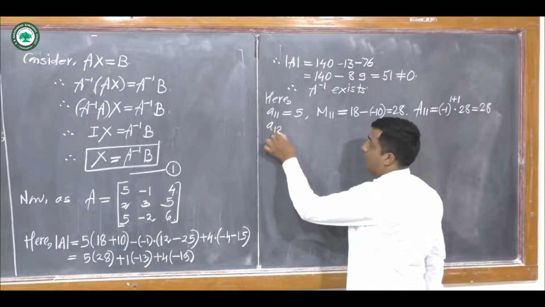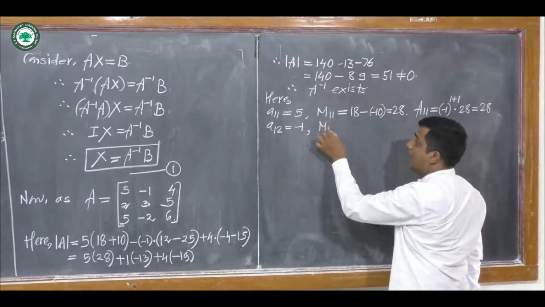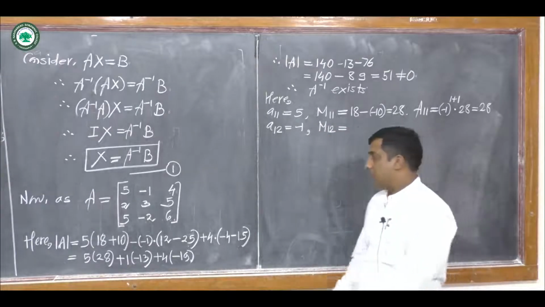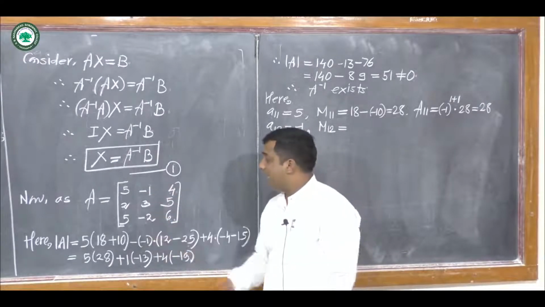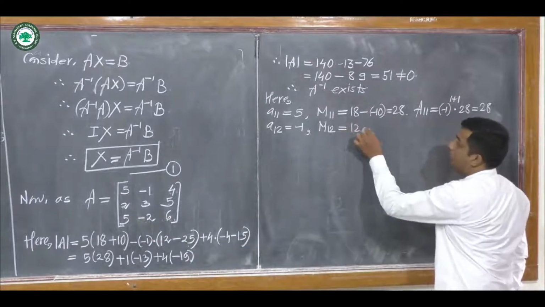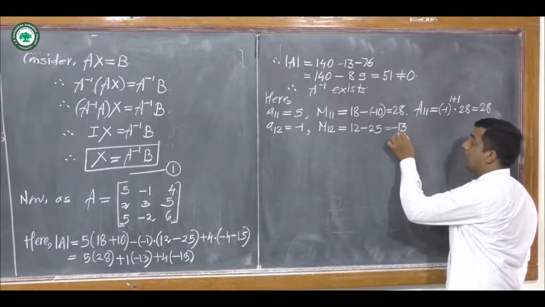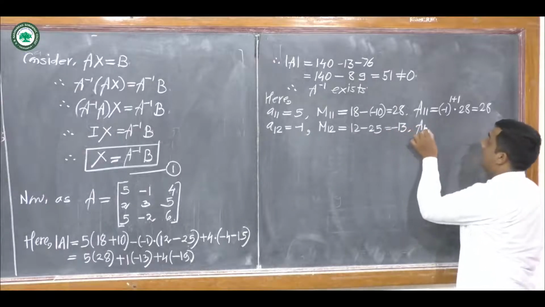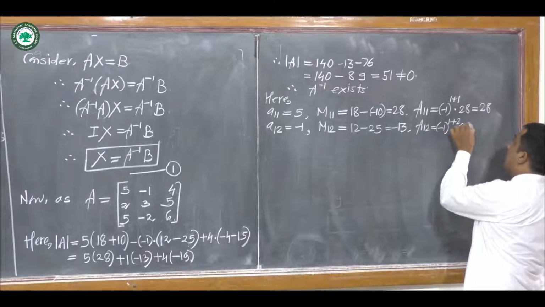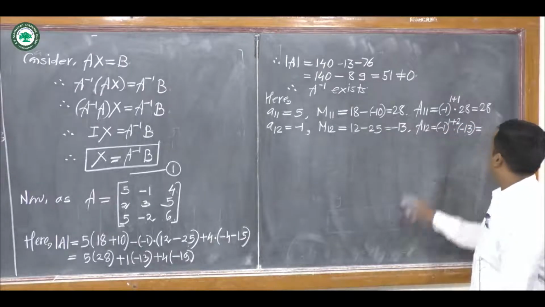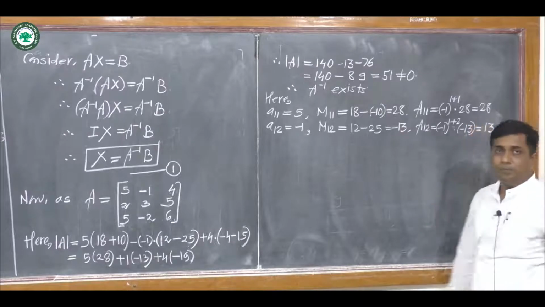Next element is A12, which is minus 1. Its minor M12: we know this minus 1 is in the first row and second column, so we delete the first row and second column and consider the remaining elements. Here 2 into 6 is 12 with minus sign, 5 into 5 is 25, and we get minus 13. Its cofactor A12 is minus 1 raised to 1 plus 2 into the minor minus 13. We know minus 1 cube is minus 1, and minus 1 into minus 13 is 13 only.